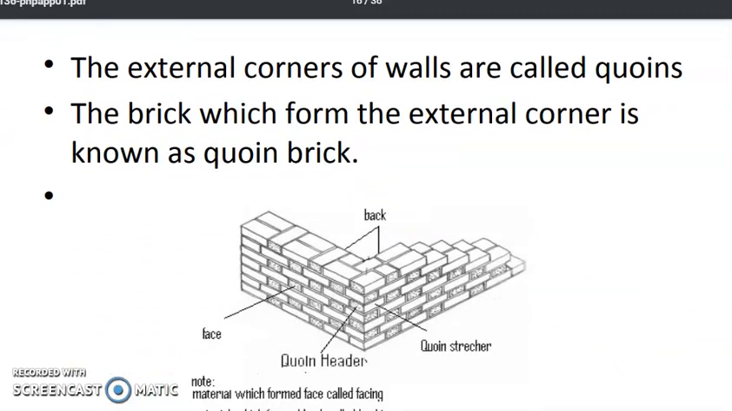Then the next one is quoins. Quoins are the exterior corners of the wall. We'll call it quoins.